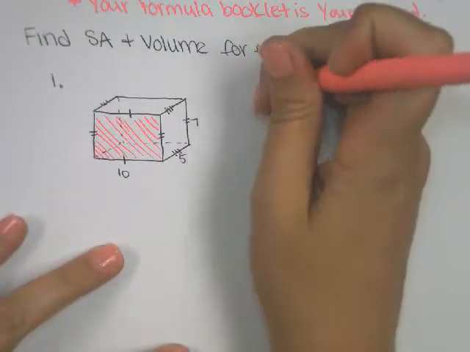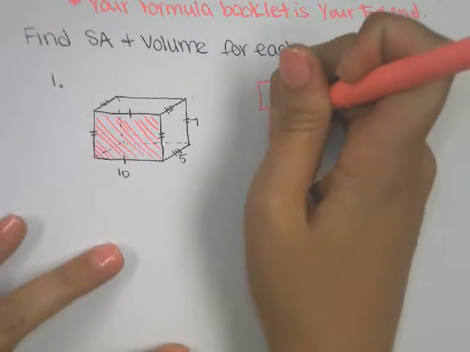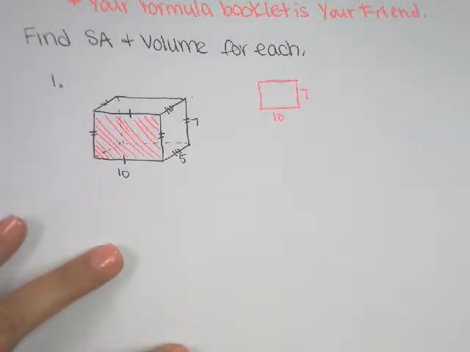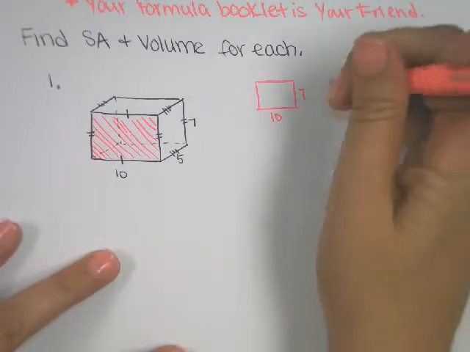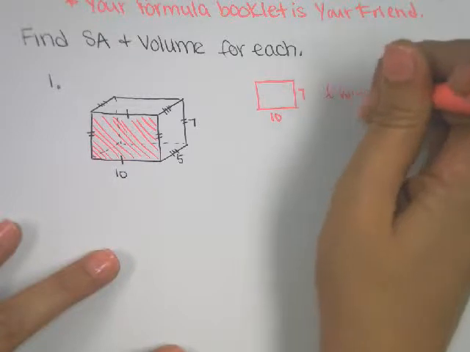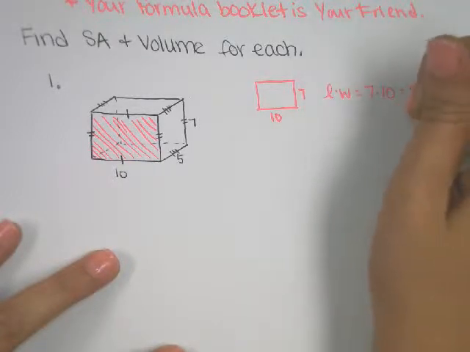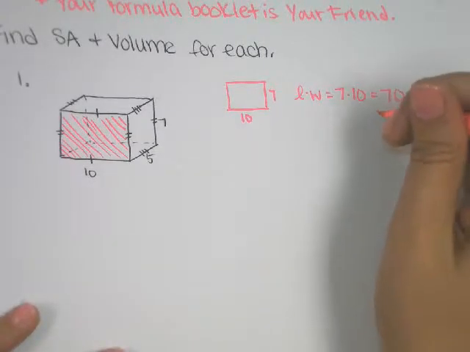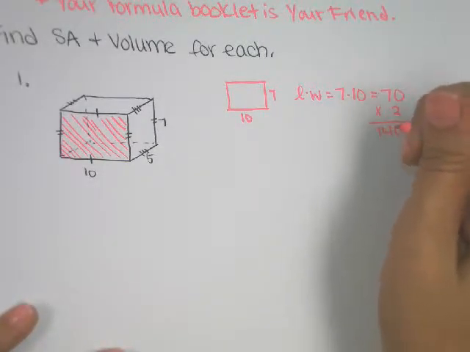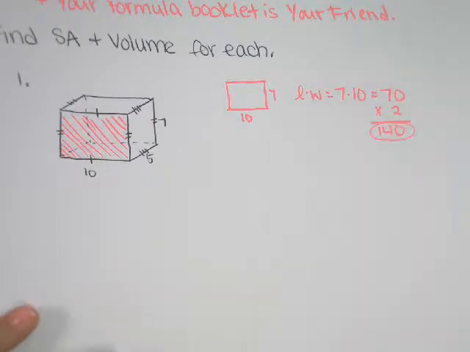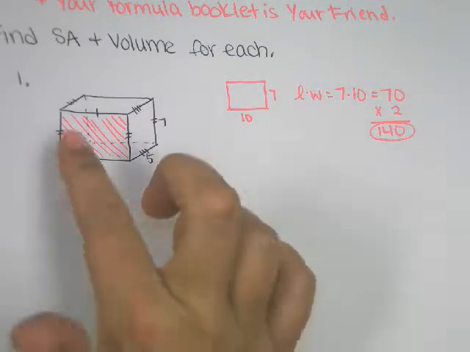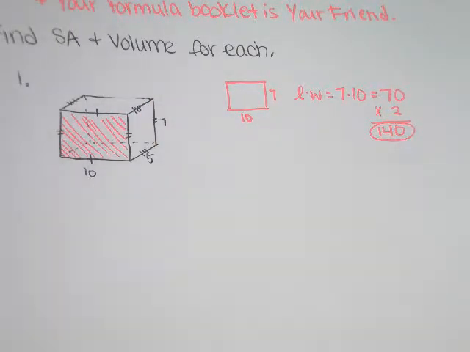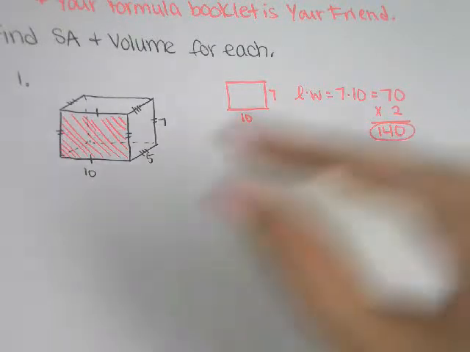If I break that off to the side here, I've got a 10 by 7 rectangle. Area of a rectangle is length times width. So that's 70. We have 2 of those. So far we have this number. That takes care of the area of the front and back face. Surface area is just the addition of all of the areas of each face.